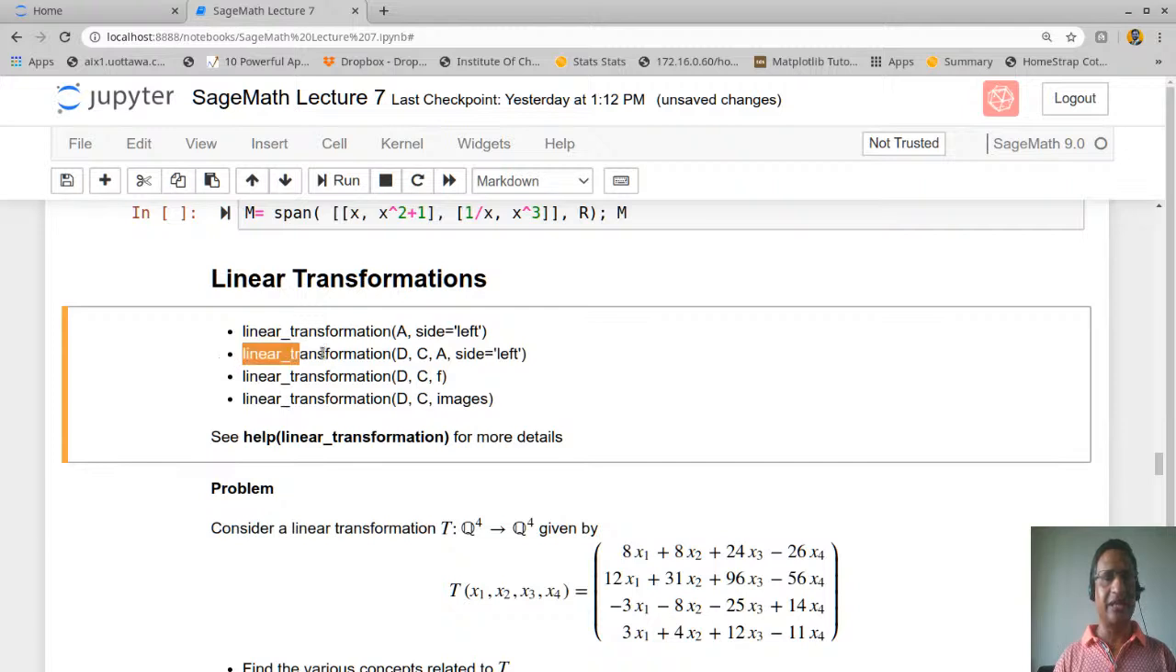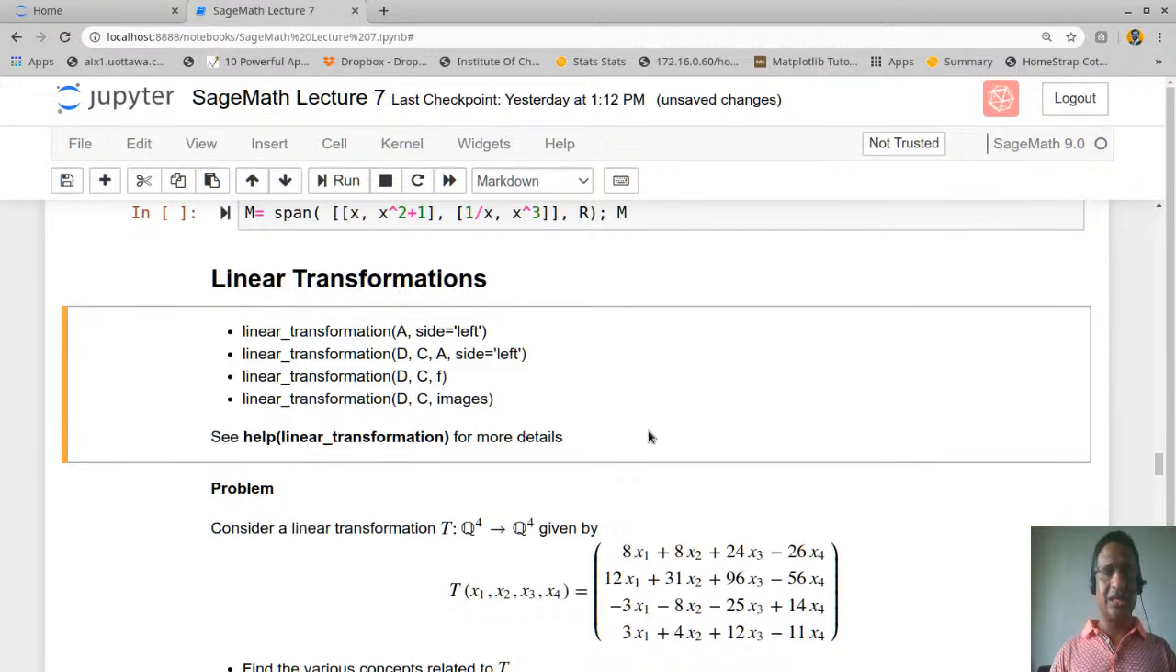Similarly, another way of generating a linear transformation is to give the domain, the codomain and the matrix, or you can simply give the domain, codomain and the function. Suppose f is a linear transform from Rm to Rn, then the image of f will be a set of n coordinates, so you have to give it as a list. Or you can take linear_transformation and mention the domain, codomain and the set of images. Again, the images will be given as a list.